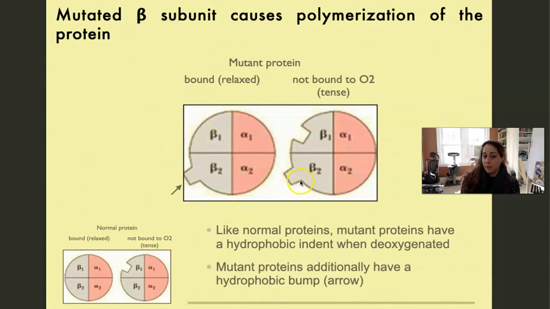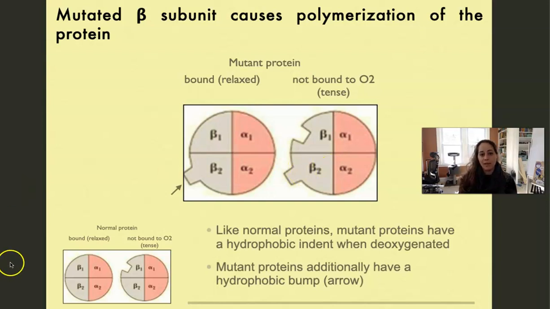But I think you might be able to predict where this is going, because once we have a molecule that is in the tense state and not bound to oxygen, we have a hydrophobic bump, which sticks out, and a hydrophobic pocket, which is an indentation. And that would not be a problem if we just had a single hemoglobin molecule by itself in a cell, but we don't. We have that 1.5 million hemoglobin molecules in a single cell.